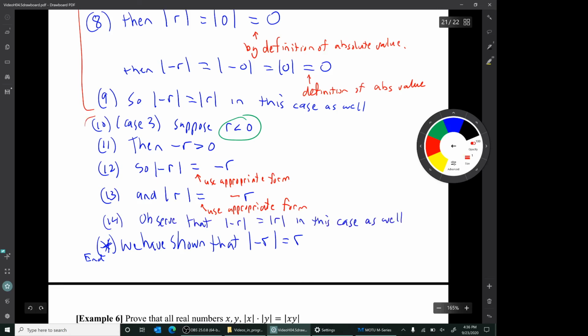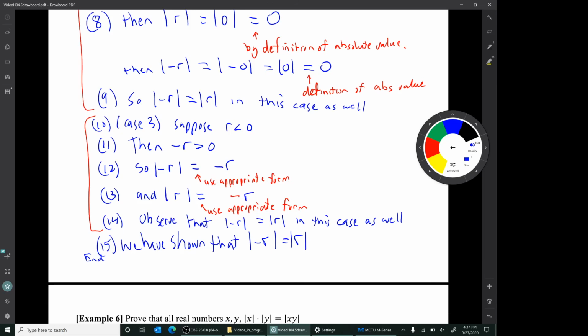So we have our third if-then. If r is less than 0, then that absolute value equation is true. So we've shown that in all three cases, the conclusion is true. So we're ready to wrap this up. We can number this last statement as statement 15. So the conclusion is that we've shown that absolute value of negative r is the same as absolute value of r, and the justification can be, well, just simply that it's because it's true in every case. That's the end of that example.